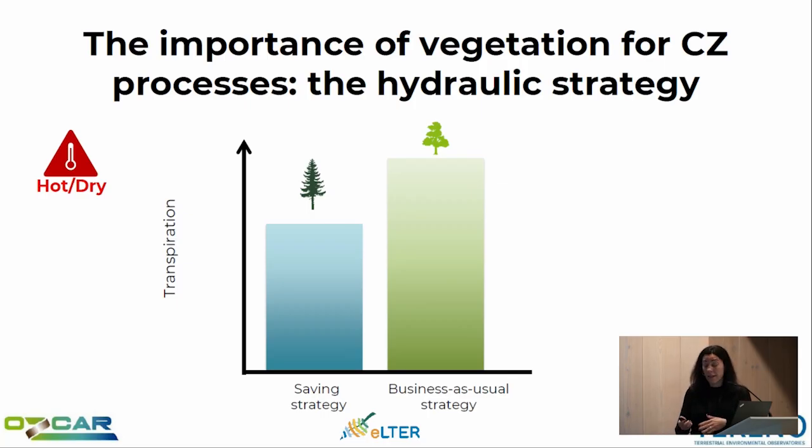On the other side, we have the business as usual strategy, which is the anisohydric strategy, where trees just keep functioning as normal, as if nothing is happening. So stomata keep open. They are able to continue growing, uptaking carbon and following with all their processes, but the counterpart is the fact that they are losing water through transpiration.